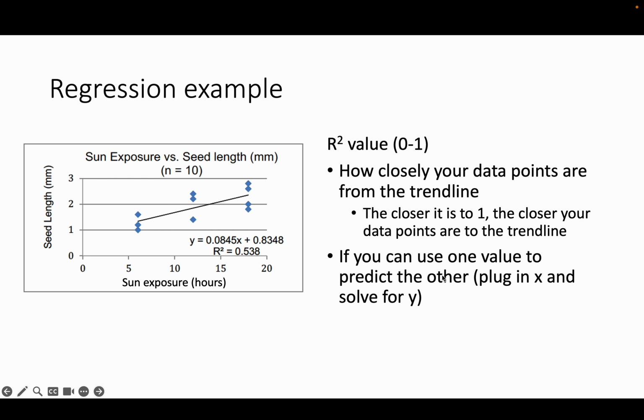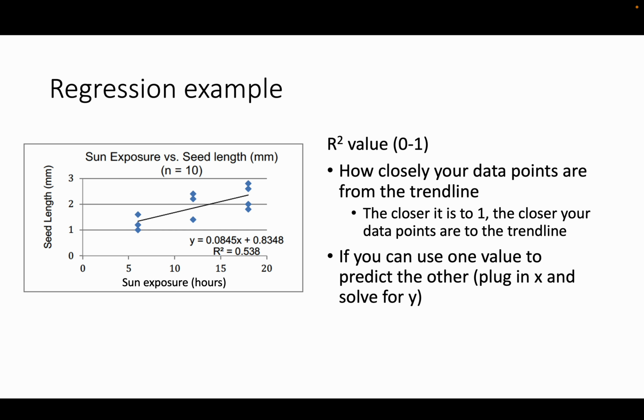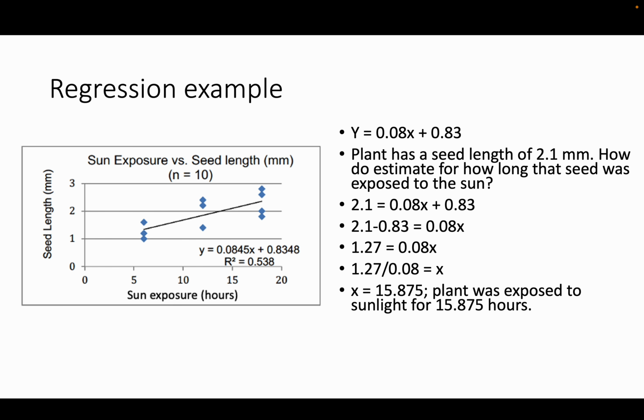The second thing that the r-square value tells you is if you can use one value to predict the other. So in the previous example, we plugged in y and we solved for x. If your r-square value is high, you can do that, and whatever answer you get will most likely be reliable. However, if you have an r-square value that is very low, sure, you can plug in y and solve for x, but it wouldn't be as reliable. So for this example, our r-square value is 0.5. It's not close to 1. So the data points aren't really close to the trend line.